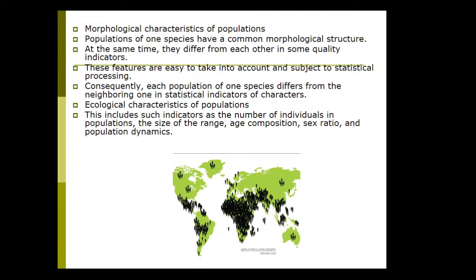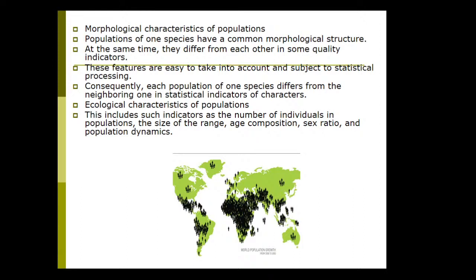And I will say about the next. Morphological characteristic of populations. Populations of one species have a common morphological structure. At the same time, they differ from each other in some quality indicators. The features are easy to take into account and subject to statistical processing. Consequently, each population of one species differs from the neighboring one in statistical indicators of characters.